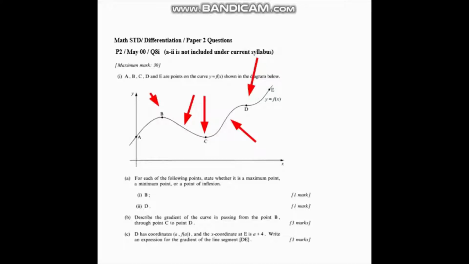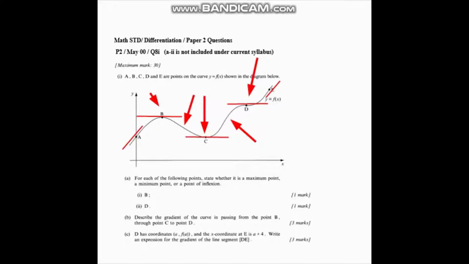How do you know that the gradient is 0 at any point? When we have horizontal tangents. So at B, if I try to draw a tangent, we will notice that it's a horizontal line. Similarly, at C, the tangent is a horizontal line. Similarly, at D, the tangent is a horizontal line. However, at point A, for example, the tangent is not a horizontal line. It's an inclined line. And at E, the tangent is also an inclined line. So when the tangent is horizontal, the gradient is 0.